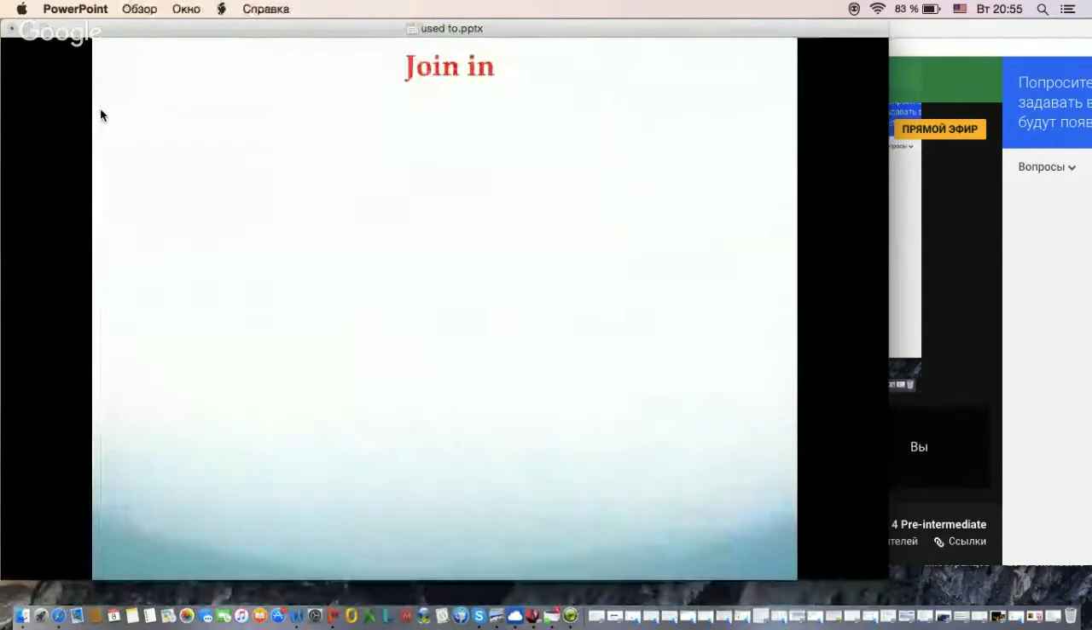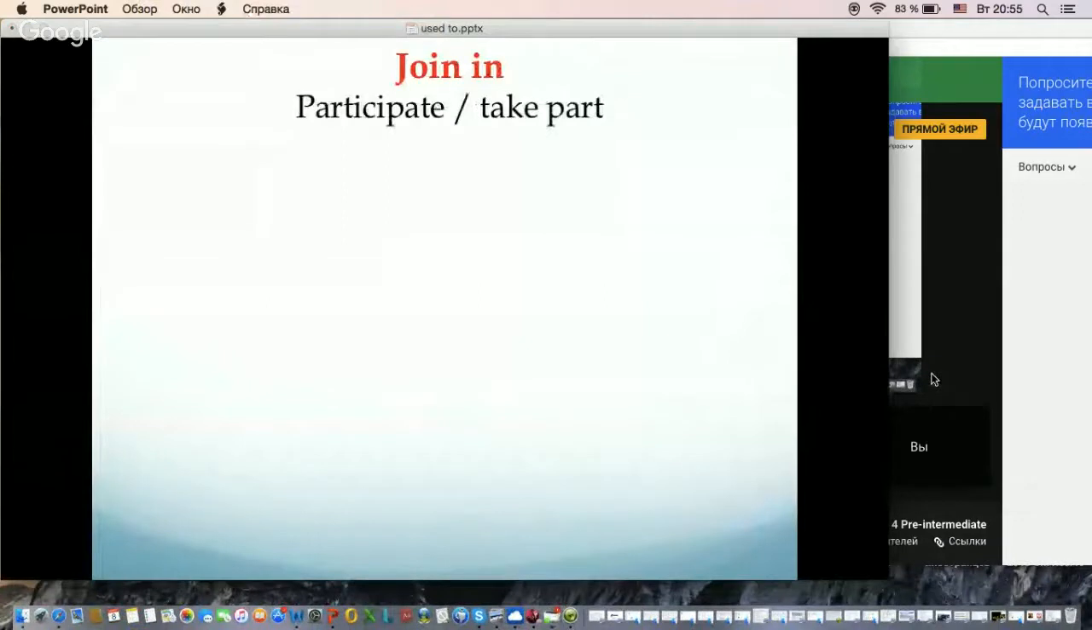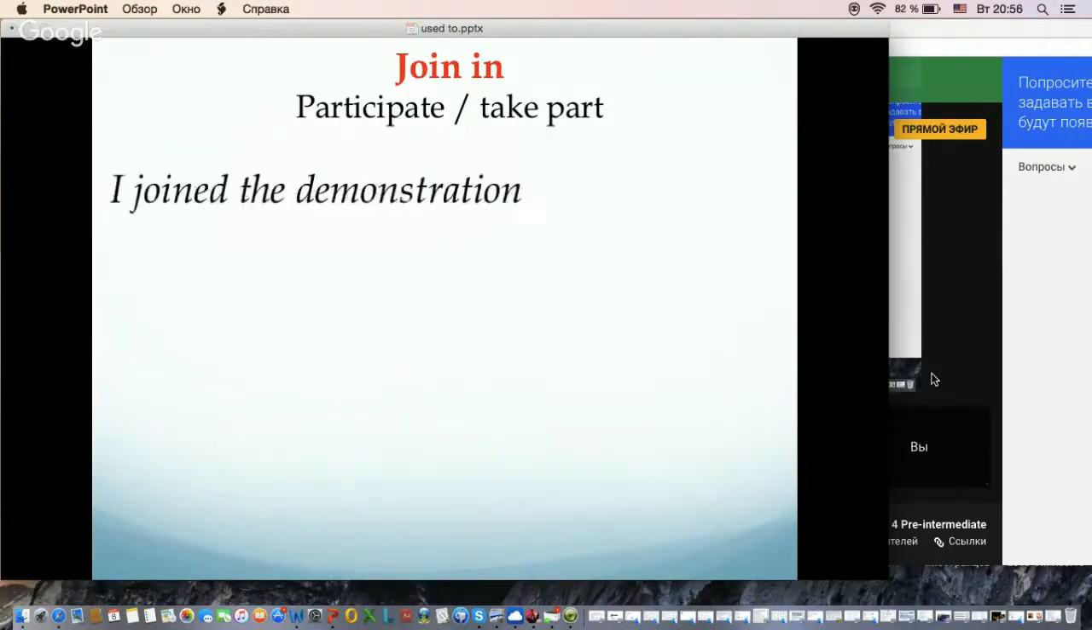Good. Okay, now the phrasal verb to join in. So to join in means to participate or to take part in something. То есть join in означает принимать участие в чем-то.